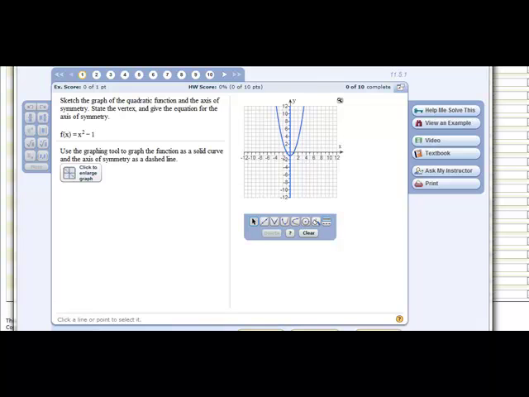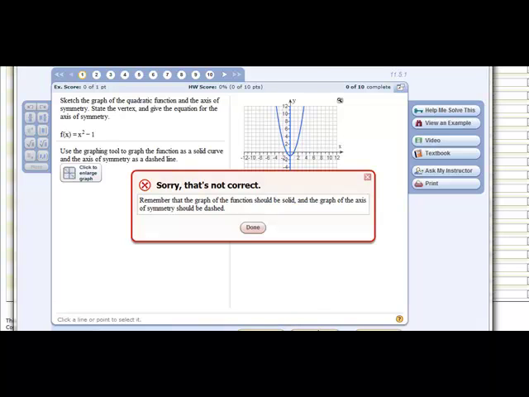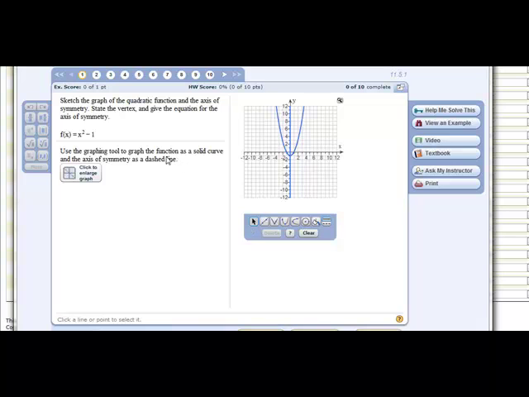At this point I need to check my answer, which is off of the screen. You can't really see it, but I will check my answer. Sorry, that's not correct. I'm so glad that I did that because I did not read the directions. Okay, I knew that there was supposed to be something dashed. This is why you read the directions, and I didn't. Notice that the graph of the function should be solid, the graph of the axis of symmetry should be dashed. So, okay, and it does tell you that right here.